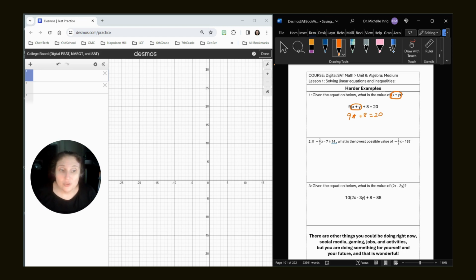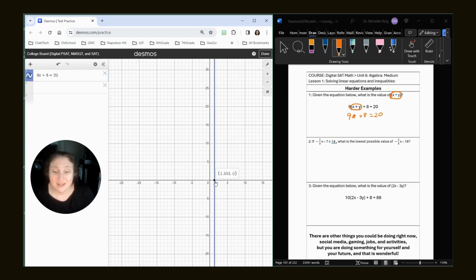So what you could do is you could solve this, or you could just go in here and type 9x plus 8 equals 20. And that's your answer. That circle I just used for x in the calculator, so we would get a solution. We get 1.33 repeating, which is 4/3. Okay. And you could double check that by doing 4 divided by 3 and seeing the 1.33 repeating.